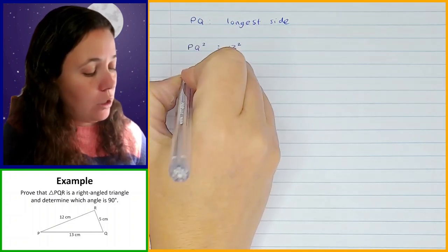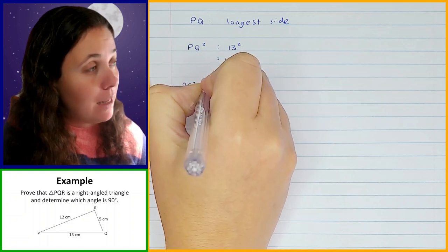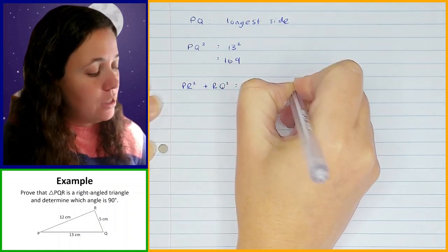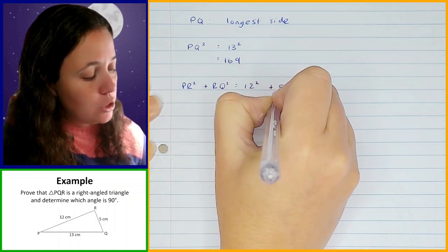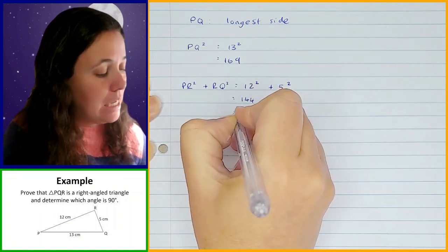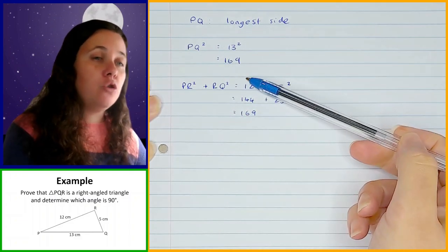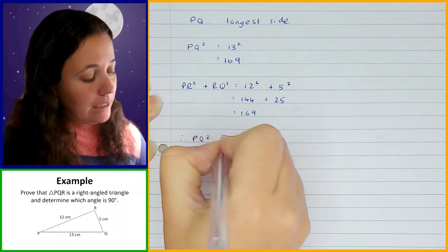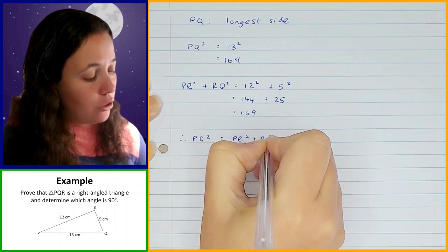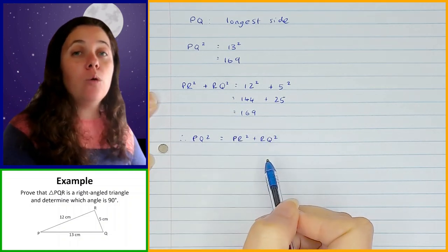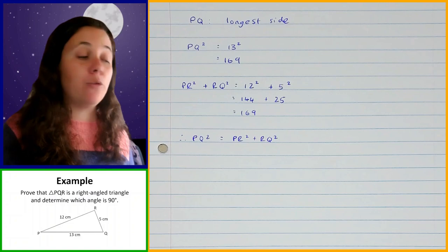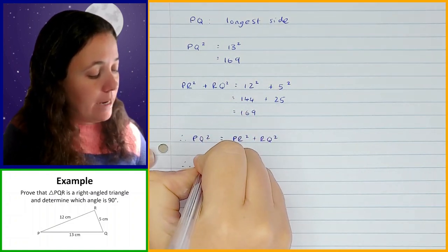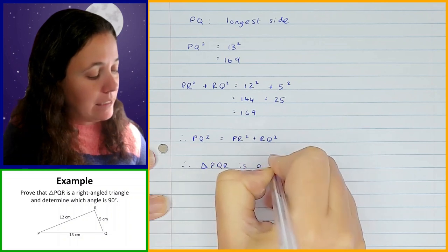Okay, so PR is 12, so that's going to be PR squared plus RQ squared. So that's going to be 12 squared plus RQ is 5 squared. Okay, so that's 144 plus 25. Now, if I take 144 and I add 25, I get 169. Now, because these two gave me the same result, they both are equal to 169, that means that PQ squared is equal to PR squared plus RQ squared. Because they are equal to each other, this must be a right angle triangle, because Pythagoras' theorem is valid for this triangle. Okay, so therefore I can say that triangle PQR is a right angle triangle.